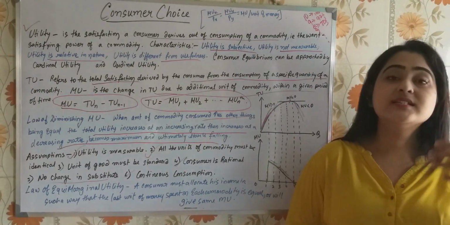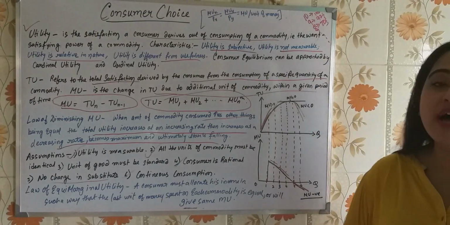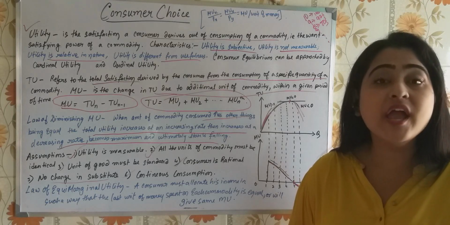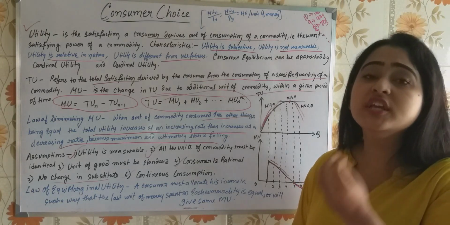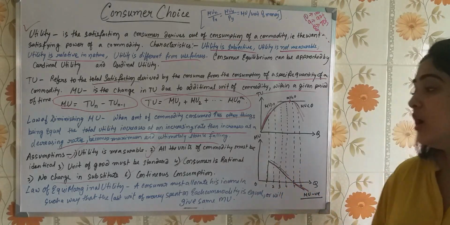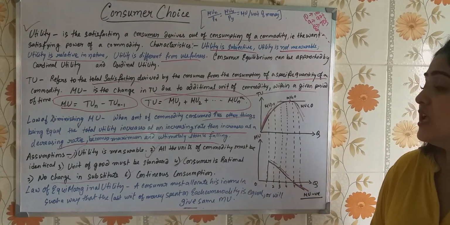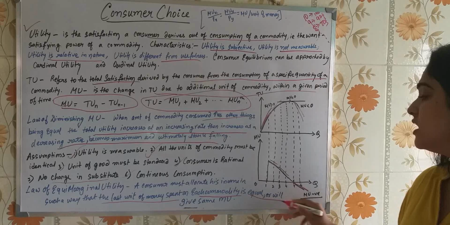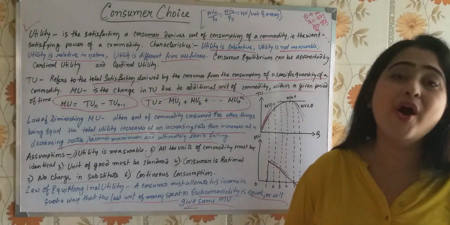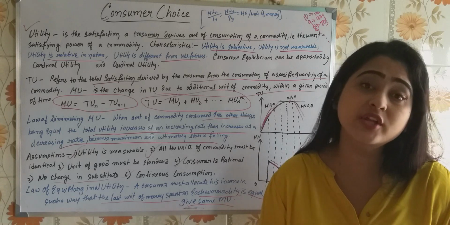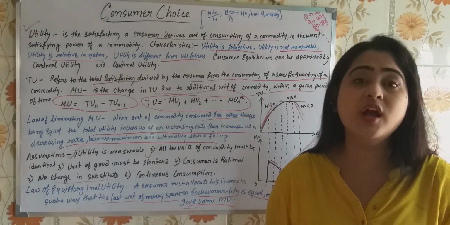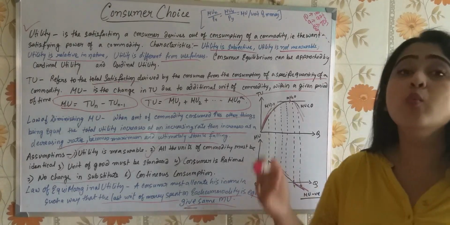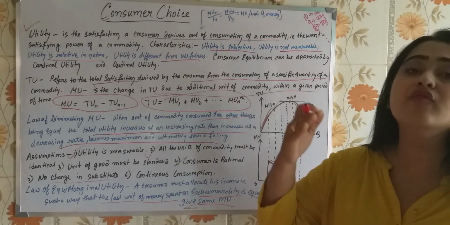What does it state? It states that the consumer must allocate his income in such a way that the utility derived from the last unit spent on each commodity should be equal. What does that imply? A consumer must allocate his income in such a way that the last unit of money spent on each commodity will give the same marginal utility. So how are you going to allocate your income? You must allocate your income so that the last unit of money that is spent on each commodity will provide you the same level of marginal utility.